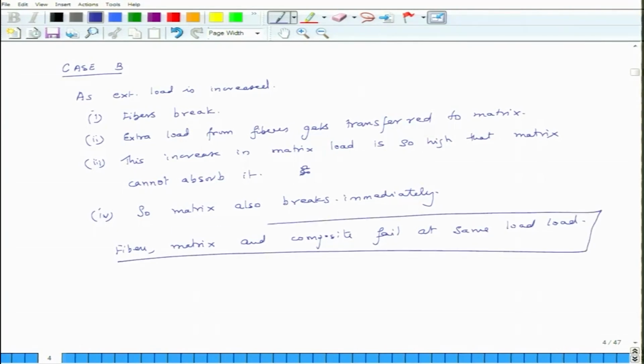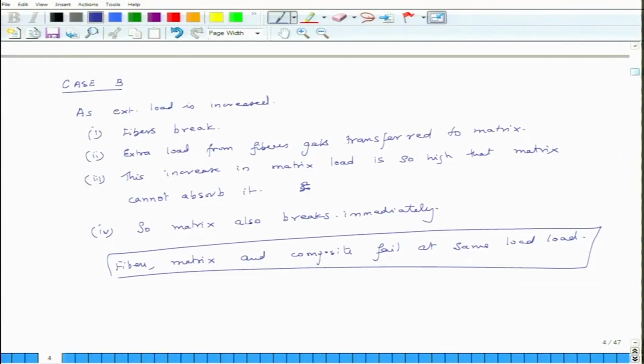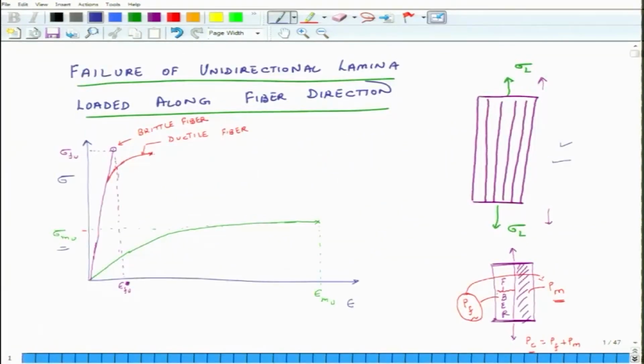This is the condition. Fibers, matrix and composite fail at the same load, or I will say at the same strain level. I will not call it load, it can create confusion. They fail at the same strain level. Okay. So, look at this. In this case, the fibers, the matrix and the composite fail at the same strain level.